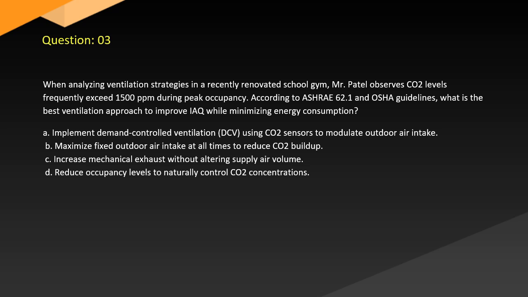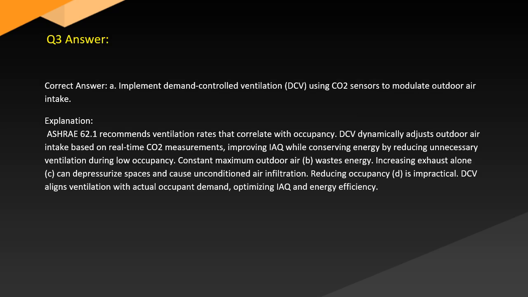B. Maximize fixed outdoor air intake at all times to reduce CO2 buildup. C. Increase mechanical exhaust without altering supply air volume. D. Reduce occupancy levels to naturally control CO2 concentrations. Answer. Correct answer: A. Implement demand-controlled ventilation, using CO2 sensors to modulate outdoor air intake.